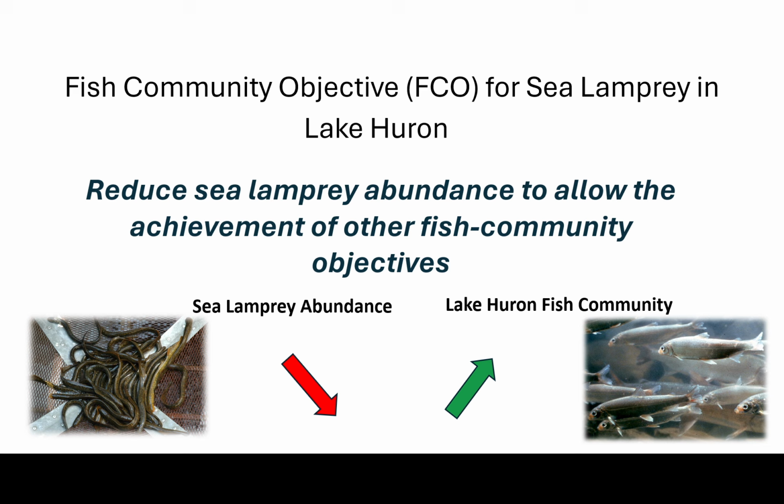So I'll begin with the fish community objectives, the FCOs, for sea lamprey, which is to reduce sea lamprey abundance to allow the achievement of other fish community objectives. So the recovery and the stability of the Lake Huron fish community critically depends on reducing sea lamprey abundance in order to meet objectives for other Lake Huron fish.